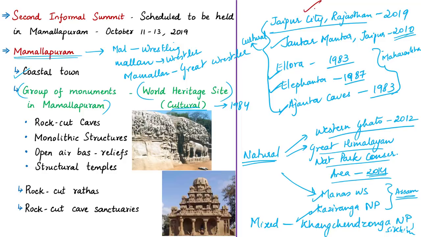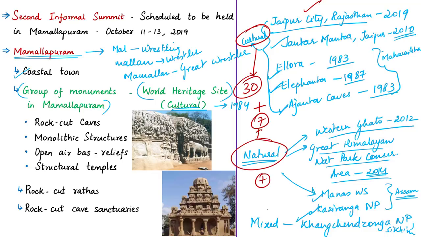Also remember that, as we have discussed in many other discussions, in India we have 30 cultural world heritage sites, 7 natural world heritage sites and 1 mixed site. And today, along with these other sites, we will be adding the group of monuments in Mahabalipuram to this list. This group of monuments was founded by the Pallava kings. The monuments can be grouped under 4 categories: one is rock cut caves, second monolithic structures, third open air bas reliefs, and the fourth one is structural temples.